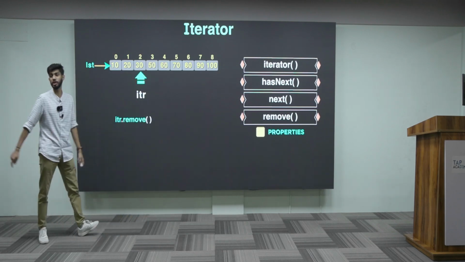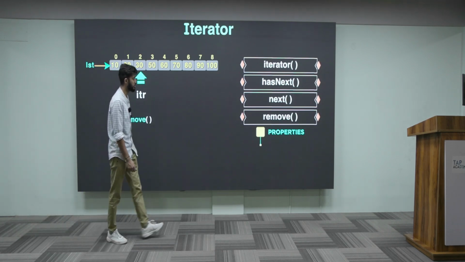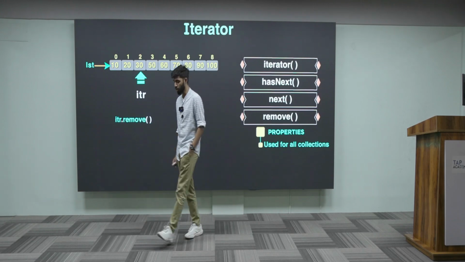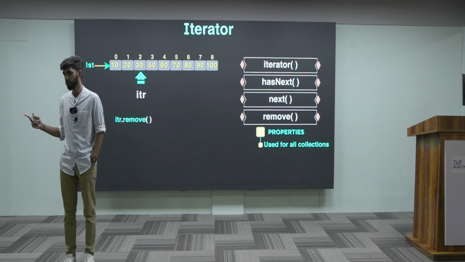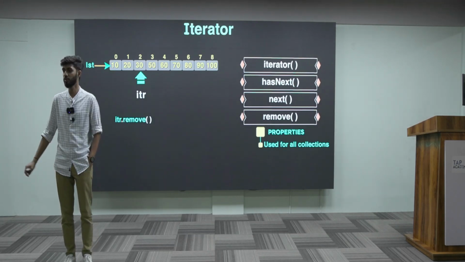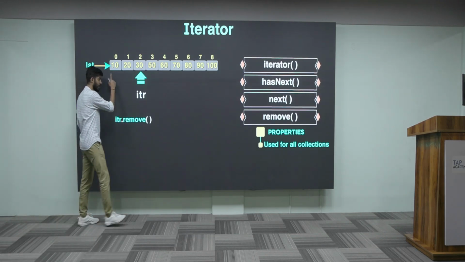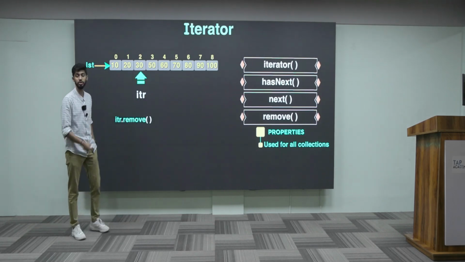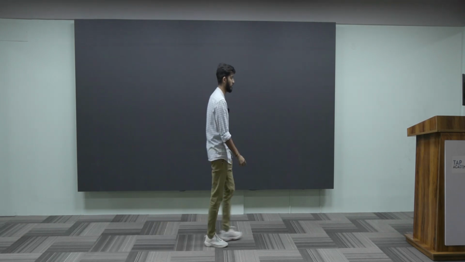And what are the properties of this particular thing, if you ask me? It is used for all collections. Used for all collections means you can use it for list, set, queue. But at the same time, there is a disadvantage. What is the disadvantage? If I want, I can traverse like this, but if I want to traverse in the reverse direction, it is not possible. That is a disadvantage of this.